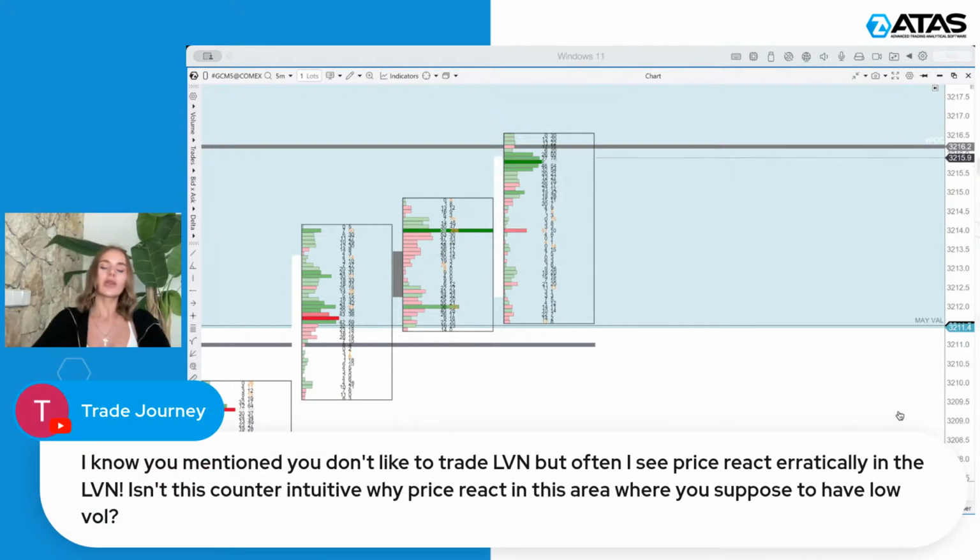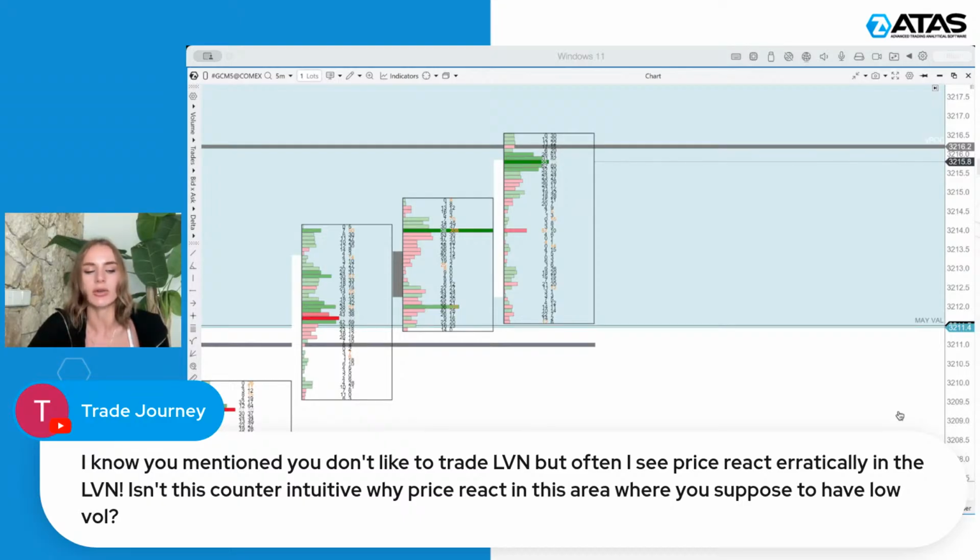So the price can react in the low volume node. It can. There is a method based on imbalances, but not the footprint imbalances, but the imbalances within the smart money, within the big candle, and they base their entry on the imbalance. And sometimes it works out. I don't enter from the imbalances.